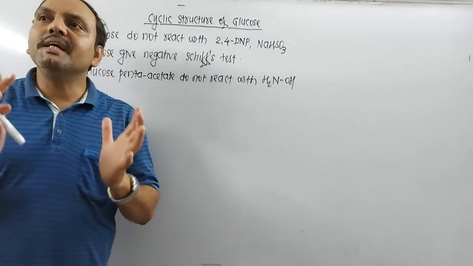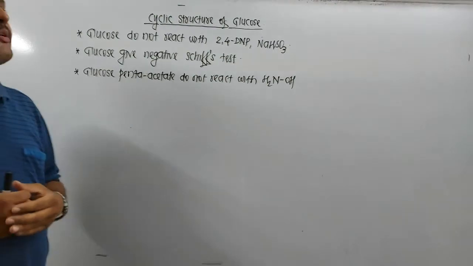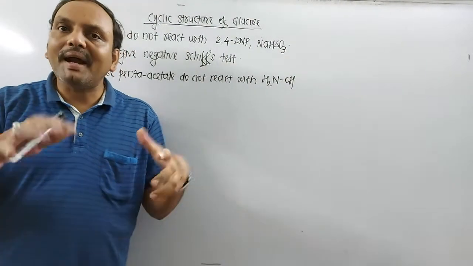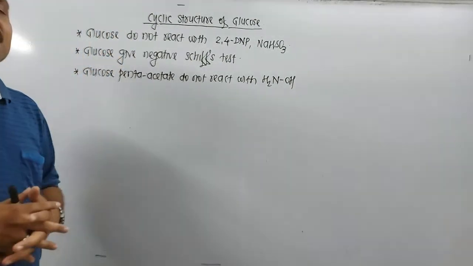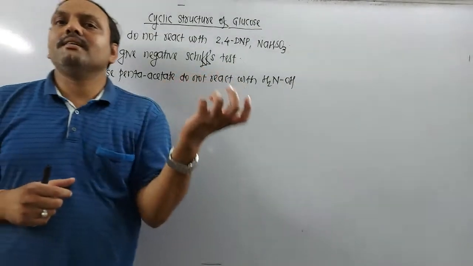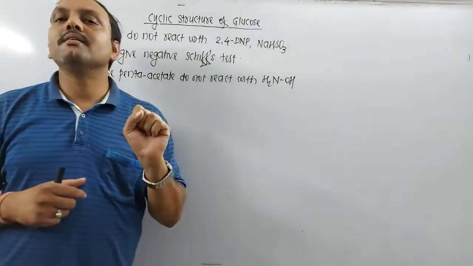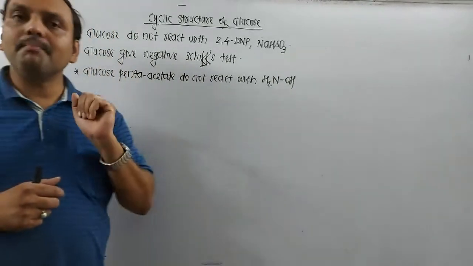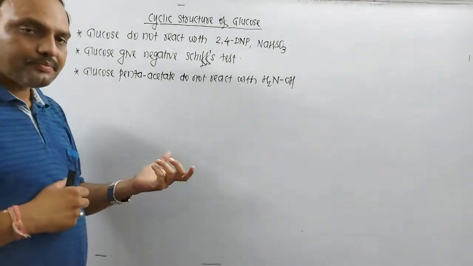So this made us think why glucose failed to do so. It clearly suggests that the aldehyde group might have changed itself into some other form. So a deeper study revealed the exact structure of glucose, and nowadays we know that glucose exists in anomeric form. Remember, glucose has two anomers, alpha and beta.